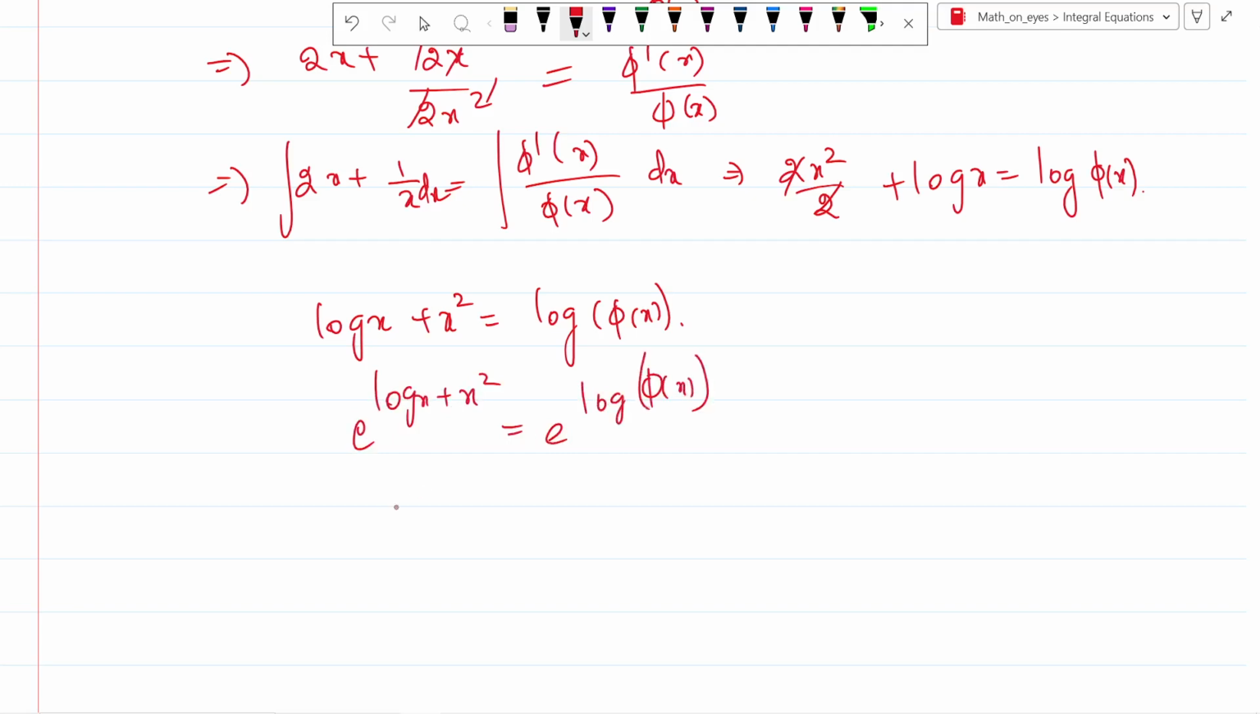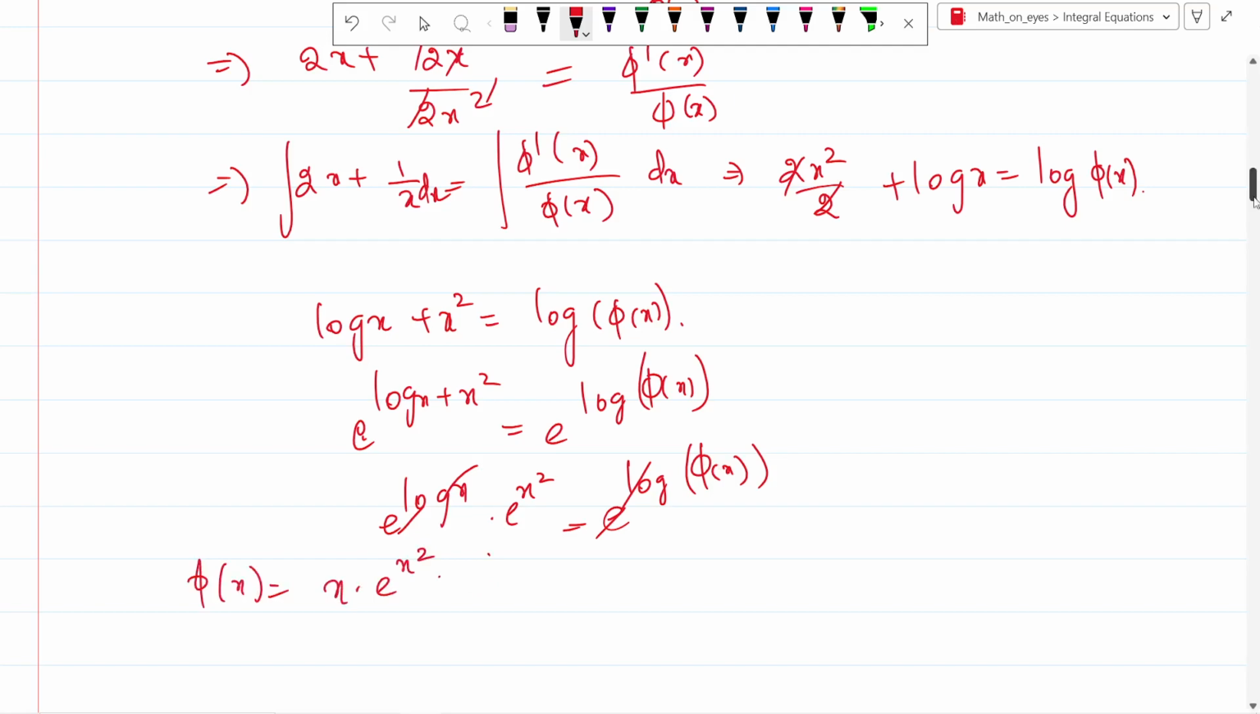So here it is e to the power log x into e to the power x squared, which is equal to e to the power log of phi of x. Log and e cancel each other. We'll have this phi of x is equal to x into e to the power x squared.